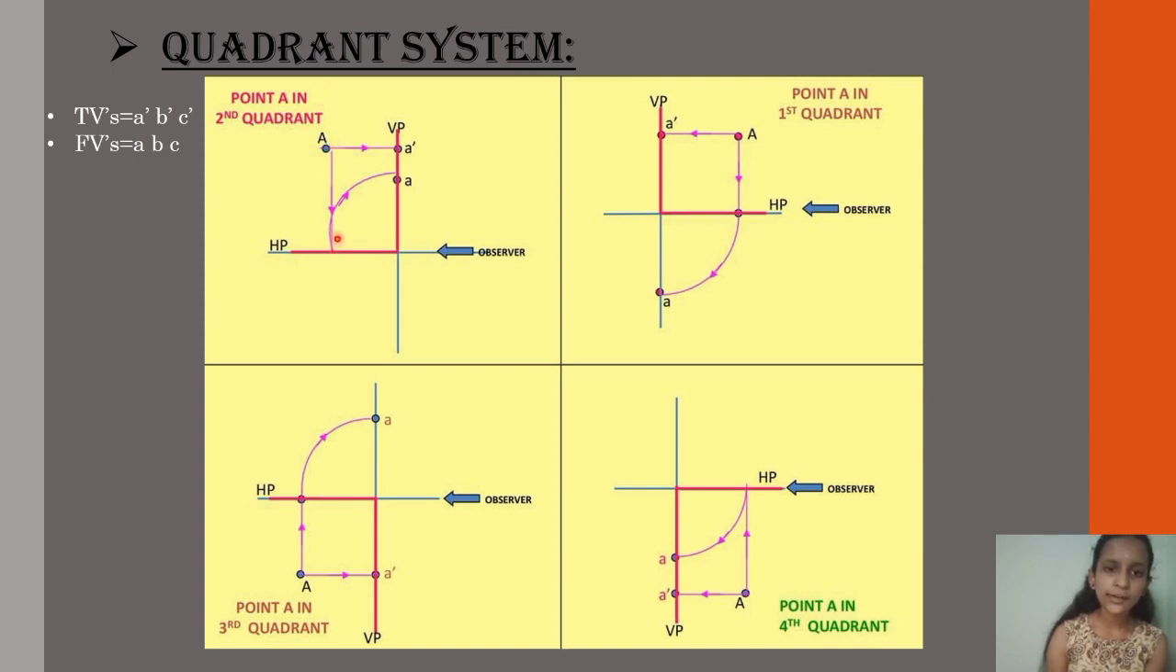Then it is rotated at an angle of 90 degrees so that finally both the front view and top view of a point A in the second quadrant lie above the XY line. When it comes to the point in the third quadrant, we know the condition for the third quadrant.